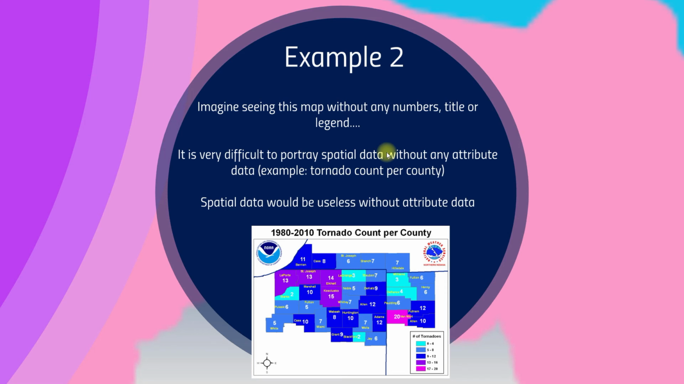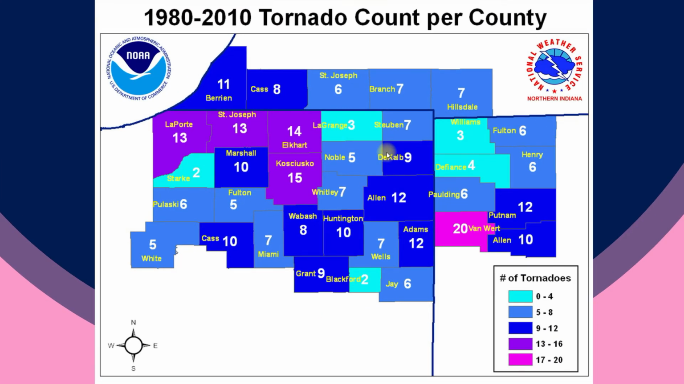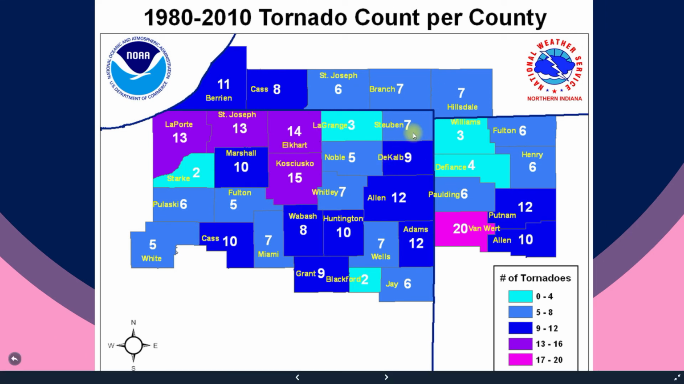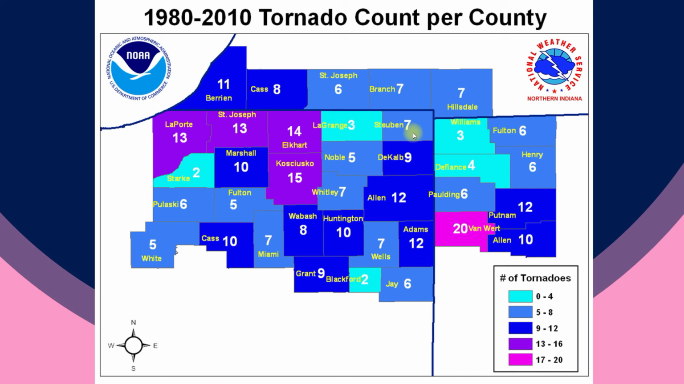Another example: imagine seeing this map without any numbers, title, or legend. It's very difficult to portray spatial data without any attribute data. For example, tornado count per country. Spatial data would be useless without any attribute data. If there is no attribute data, we won't know what type of map this is. So attribute data is also very useful.